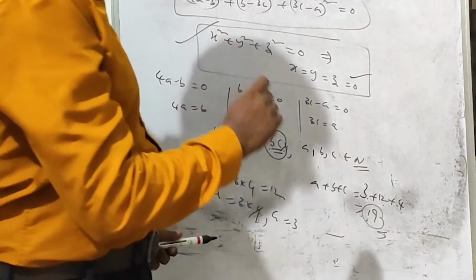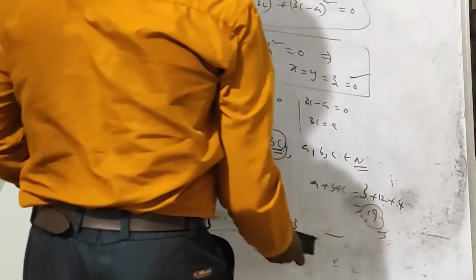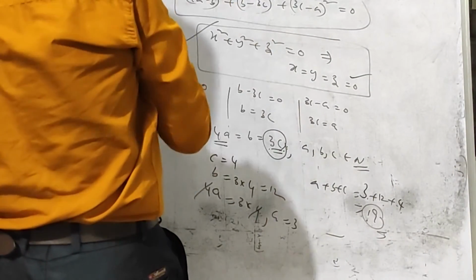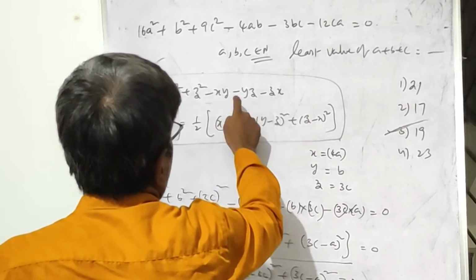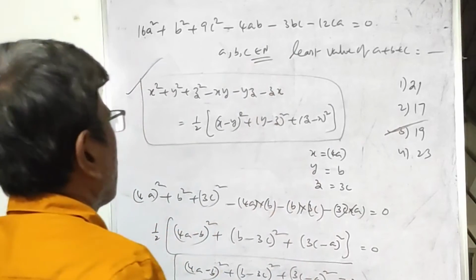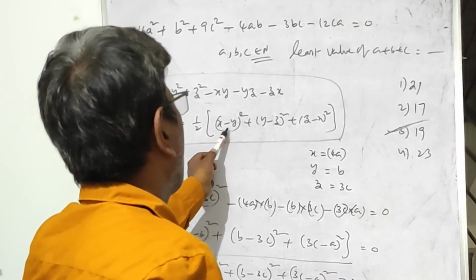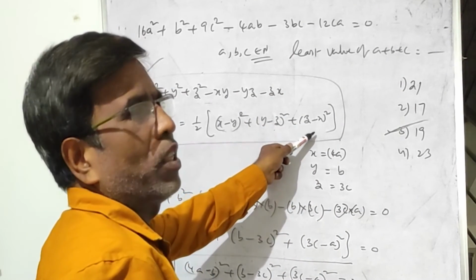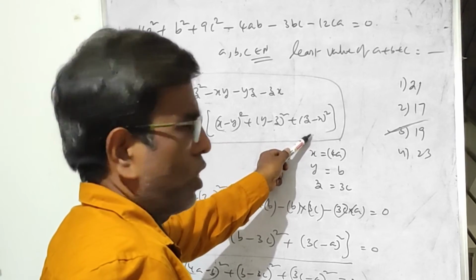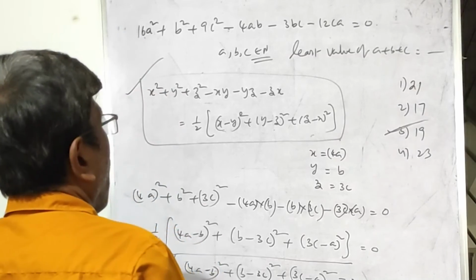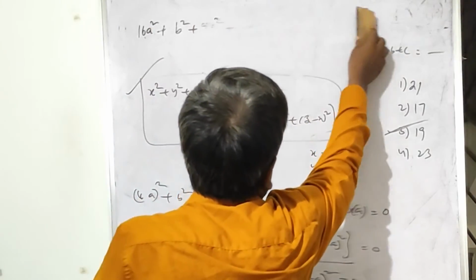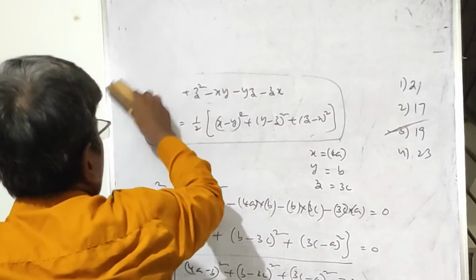So this is the way of solving the question. Let me explain that. Remember this formula: half into (x square plus y square plus z square minus xy minus yz minus zx) is half into (x minus y) whole square, (y minus z) whole square, (z minus x) whole square. This is a JEE Mains question. I stress it again. I'll give you one more problem as homework. You will try to solve that and tell me the answer.